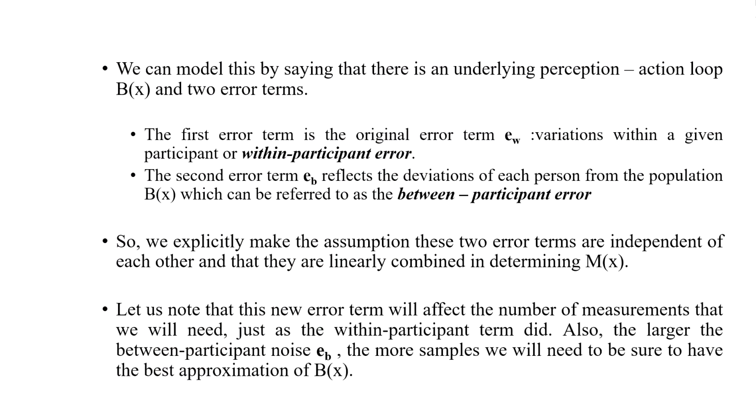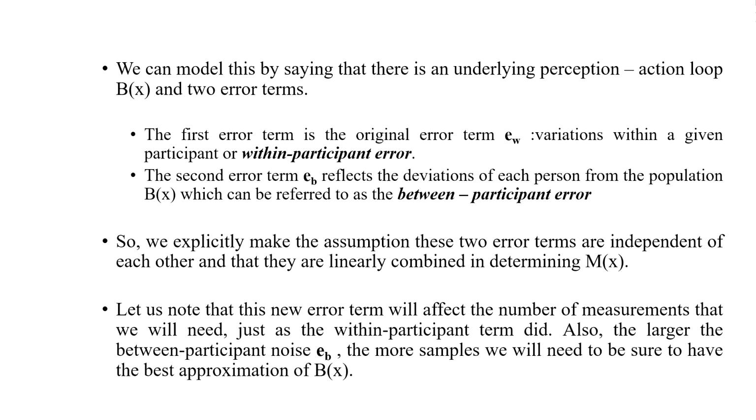Now, obviously we have multiple participants for our experiments, and that can be introduced by this error term EB, which is this between participant error term. Between participant error is broadly the difference in characteristics which are leading to a difference in this error term across different individuals. So, now your M of x is equal to B of x plus these two error terms.